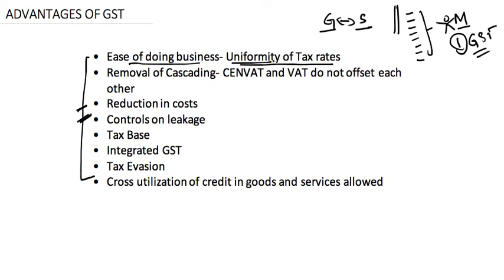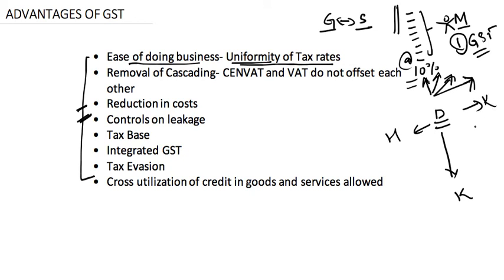Secondly, there is a uniformity of tax rates. When a seller or a manufacturer makes and sells a good in different states, he had to pay different VATs on the sale of that particular good. But now he is required to pay only one rate of tax. For example, he has to pay 10% in the entire country. So if a manufacturer is making a good in Delhi and sending it to Kerala, Haryana and Kashmir, he has to pay the same tax in all the cases. This makes it easier for him to conduct business.